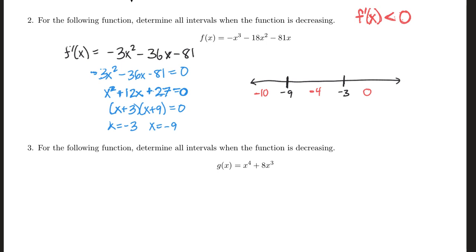If I plugged -10 into my first derivative and simplified it all the way, you'd figure out that it gives you a negative answer. Plug in -4 into your first derivative, and you'd figure out that it gives you a positive answer. And you plug in 0, and that gives you a negative answer.